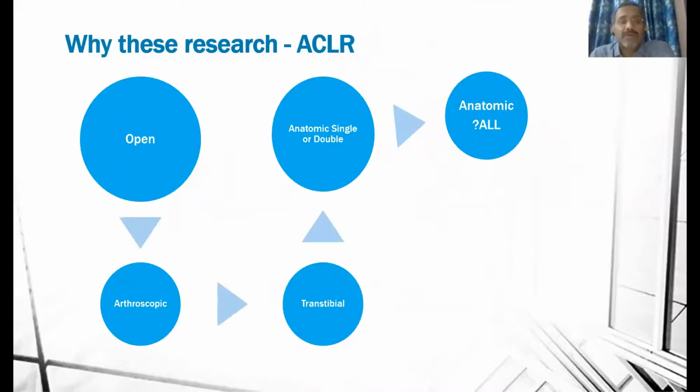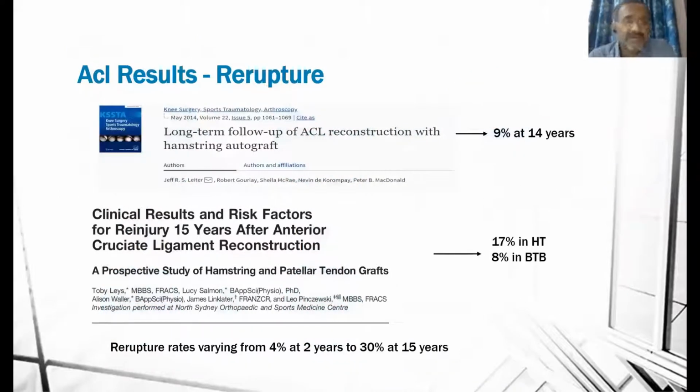So why do you want to check this anterolateral ligament? We have all gone through open ACL reconstruction. Then it became arthroscopic, transtibial, and anatomical single-bundle and anatomical double-bundle. I've been practicing for more than 15 years, and I've done all of these actually. So what is the problem with ACL reconstruction? Any procedure has a failure rate. So what's the failure rate of ACL reconstruction? The various studies show that it varies from 4% at 2 years to 30% at 15 years.